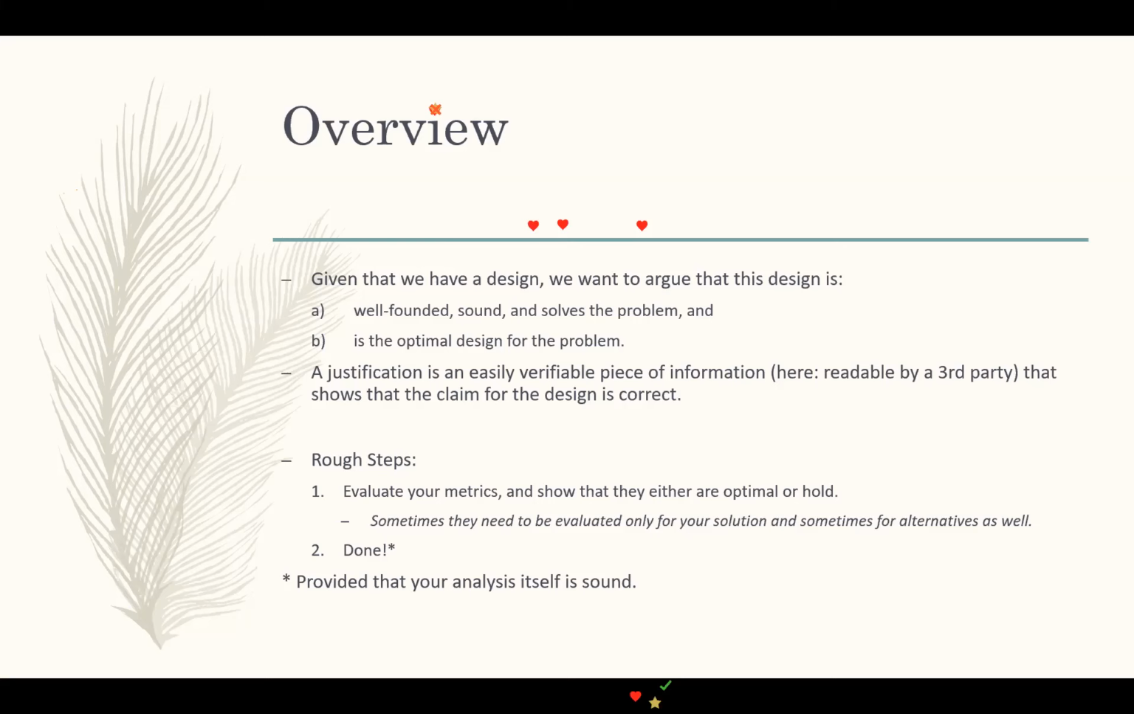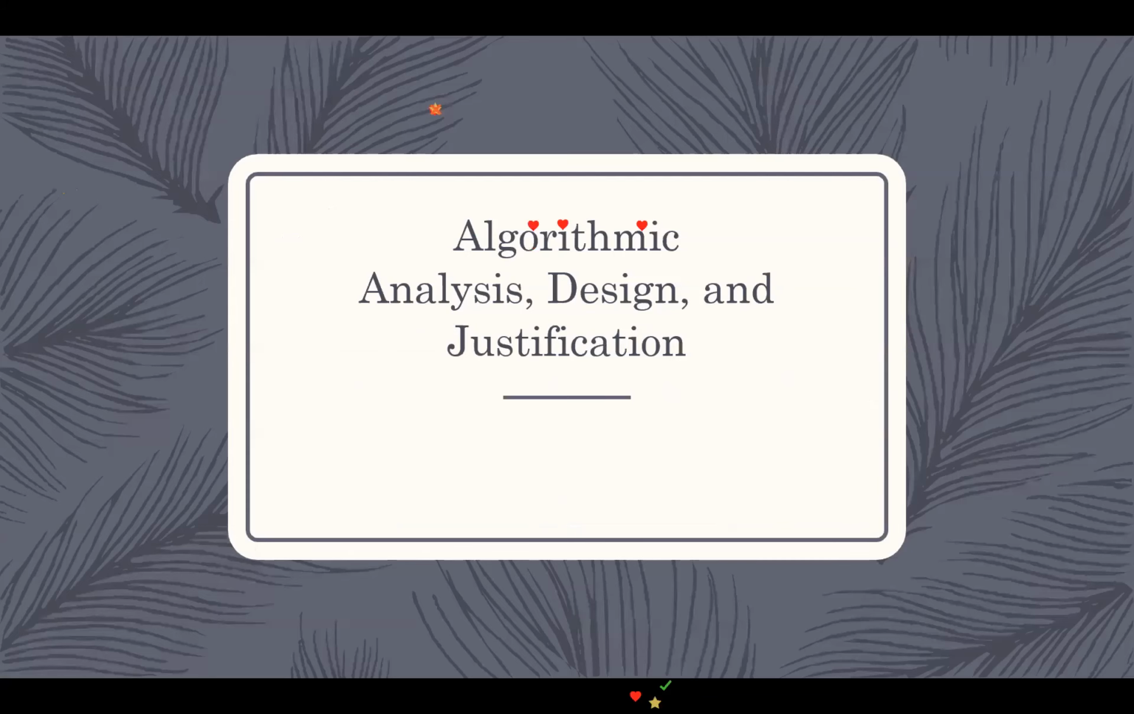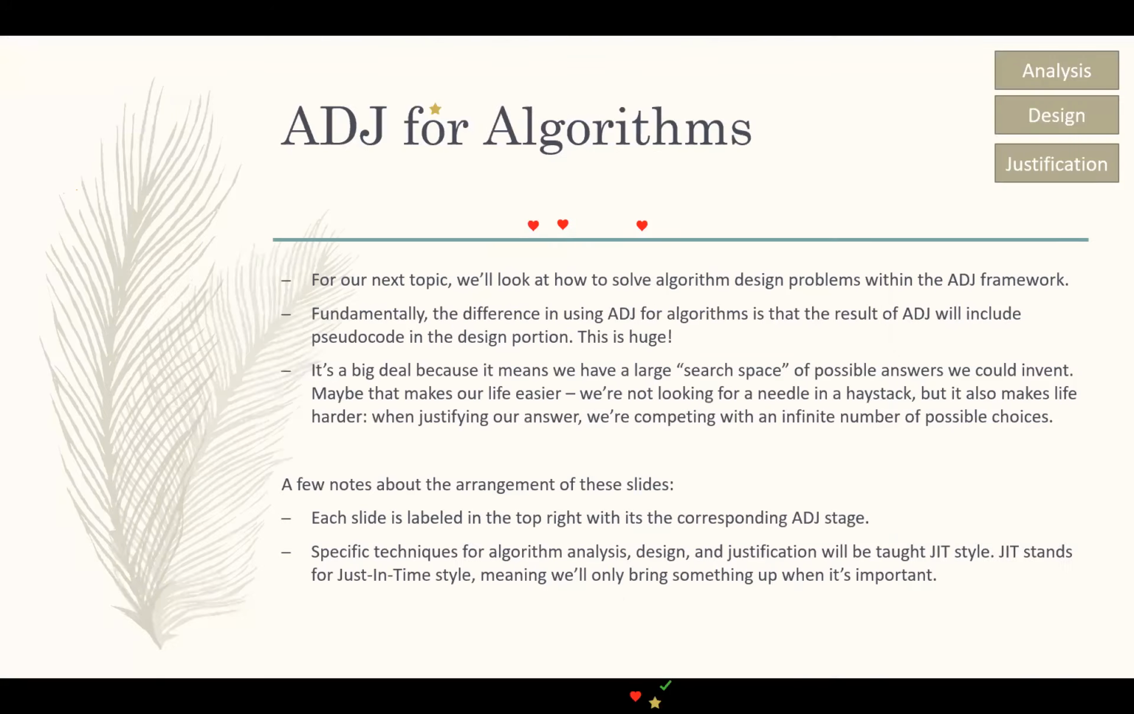So algorithmic ADJ is the name of the section. I feel like I probably talked through some of this stuff already. So before, our typical examples were things like, okay, pick an array or a list. Pretty simple. Now we're talking about algorithms. How do I solve a problem that is asking me to write an algorithm? It actually ends up being kind of tricky.